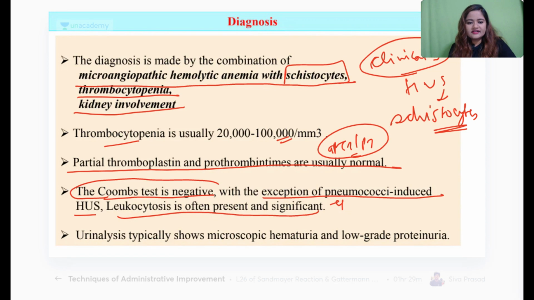So why is the Coombs test negative? क्योंकि ये मैकेनिकल डैमेज की वजह से RBCs खराब हो रहे हैं. अगर हम यूरिन एनालिसिस करेंगे then it typically shows microscopic hematuria and low grade proteinuria. ठीक है, यूरिन एनालिसिस में basically it is going to show you classical hematuria and very low grade proteinuria.